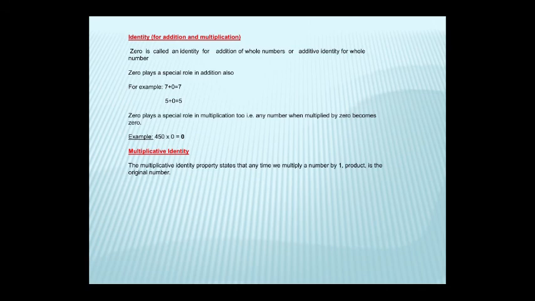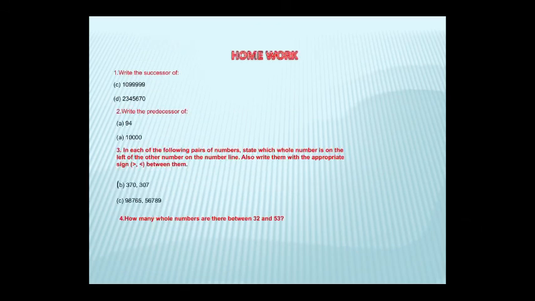And the multiplicative identity property says that any time we multiply a number by 1, the product is the original number only. 1 is the identity for multiplication of whole numbers, or multiplicative identity. See, 9 multiplied with 1 is 9 only. 7 multiplied with 1 is 7 only. So that is the reason you have to say that 1 is the multiplicative identity.